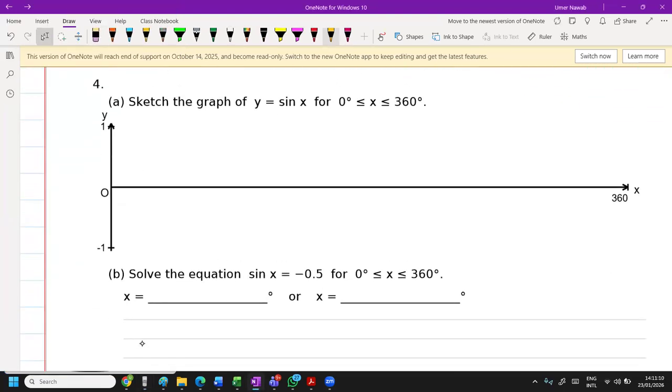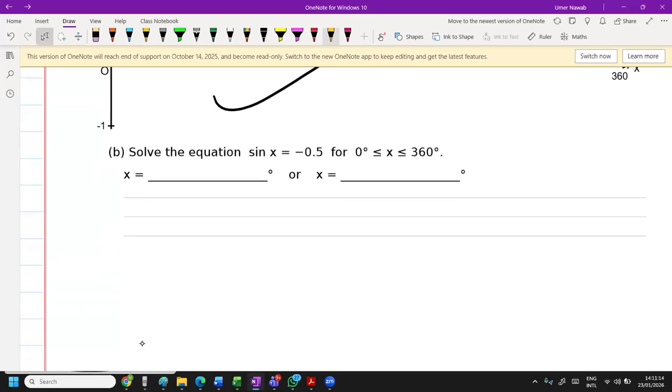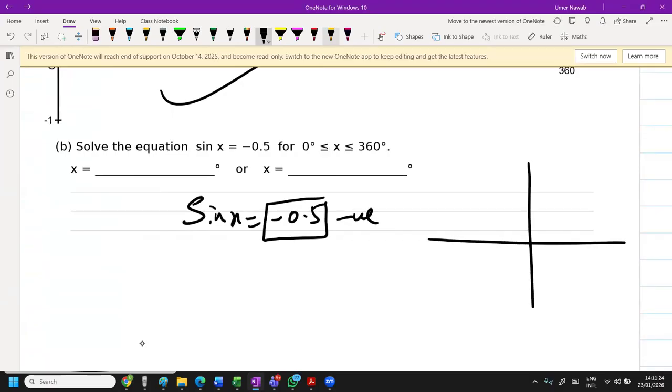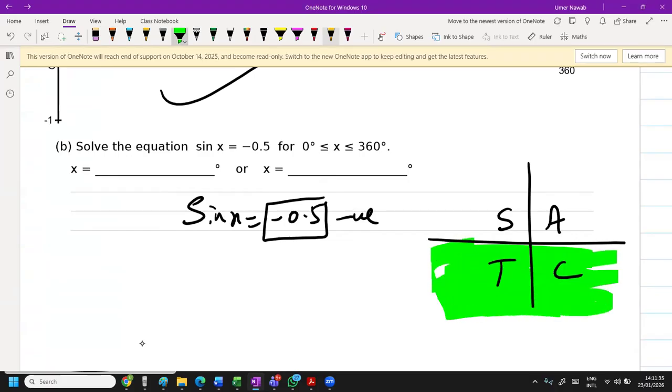Next graph is sine graph. You already know it, I need not explain. Sine of x is equal to negative 0.5. I want to solve. This is giving you a negative answer as per ASTC. I am expecting to get my answer in the third quadrant and fourth quadrant. These are the quadrants.